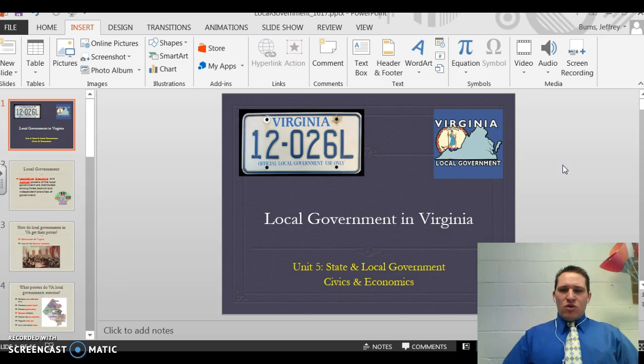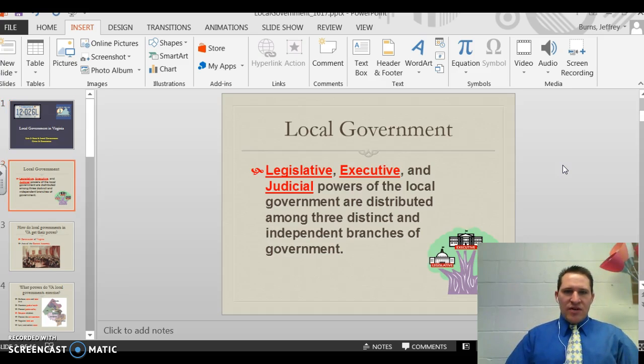So local government in Virginia, very important topic. Often this is where you have the most impact as a citizen, in your local government. You're over your board of supervisors, your mayor, your county executive, etc. Of course, we have 3 branches of government at the local level, just like at the state and national levels: legislative, executive, judicial branches who do very similar things. The judicial system is combined with the state at this level.